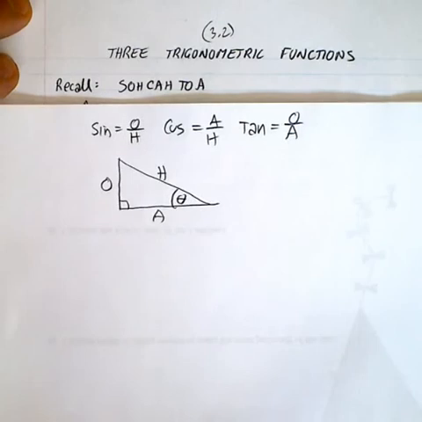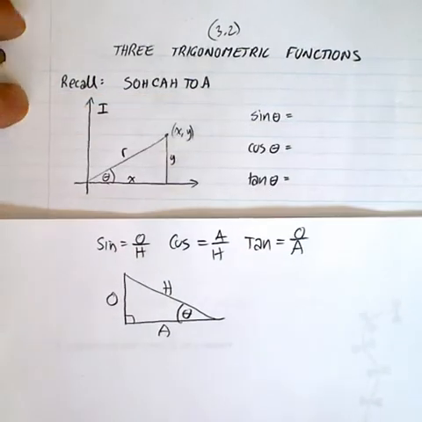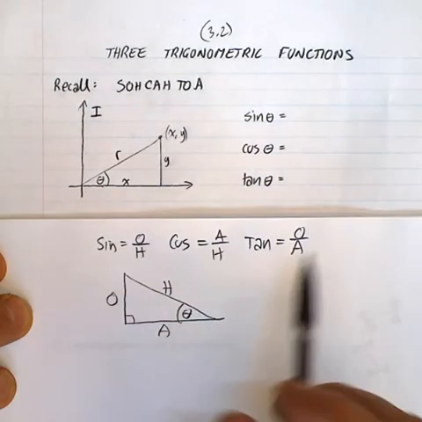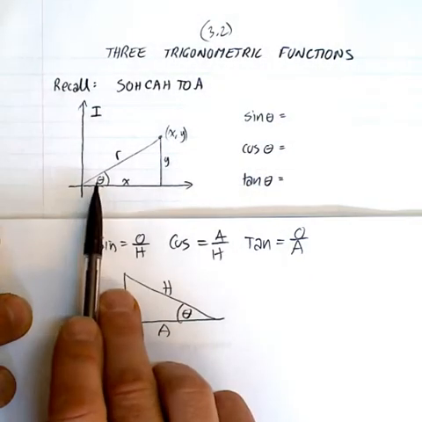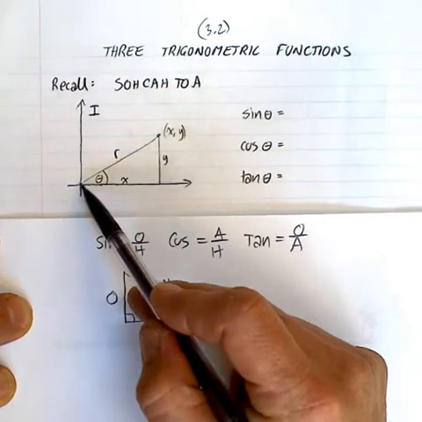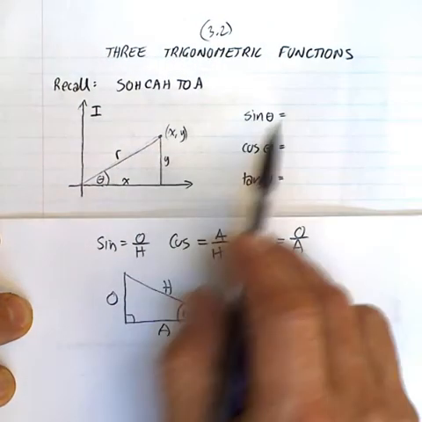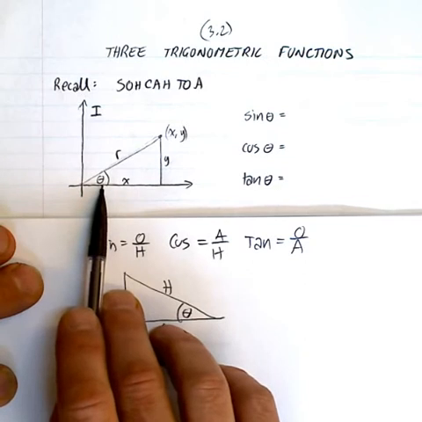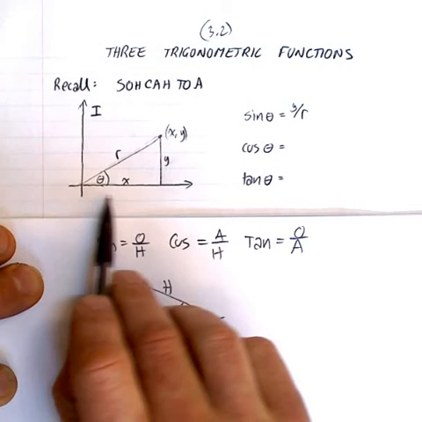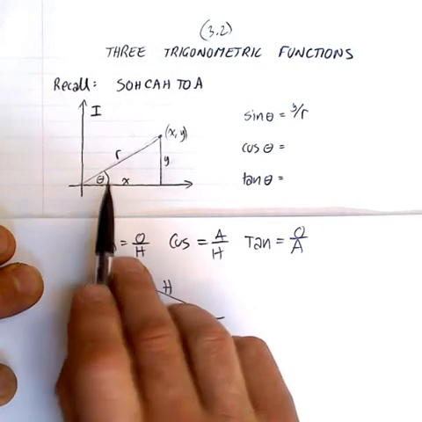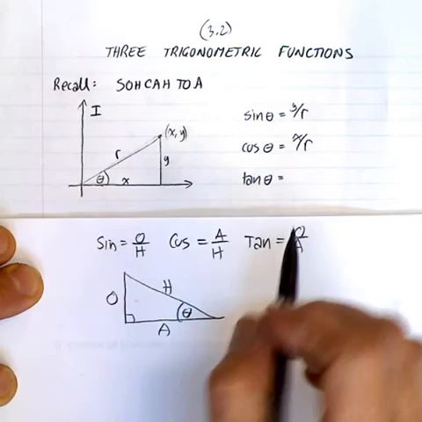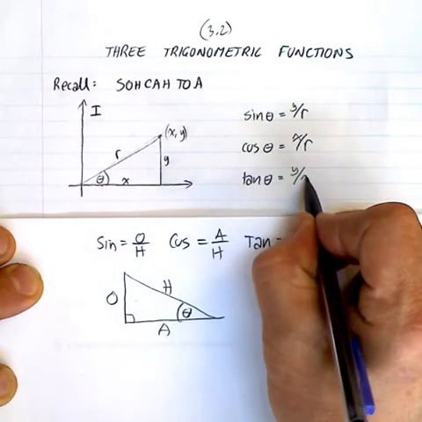So what we're going to look at now is I just have the first quadrant here, and if we use this idea of SOHCAHTOA, here's our angle theta in standard position, right? This being the initial arm, this being the terminal arm. So if I wanted to find sine theta in this case, notice that would be y over r. And if you look for cos theta, it's going to be x over r. And if you look at tan theta, it's going to be y over x.